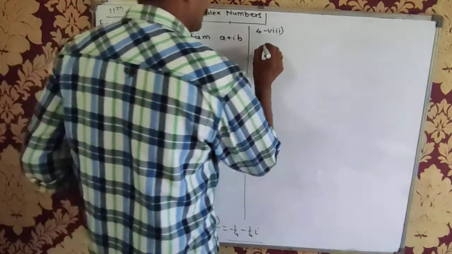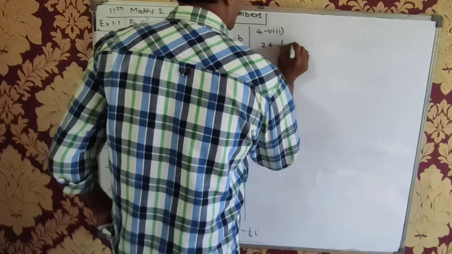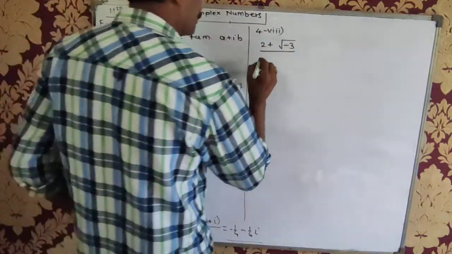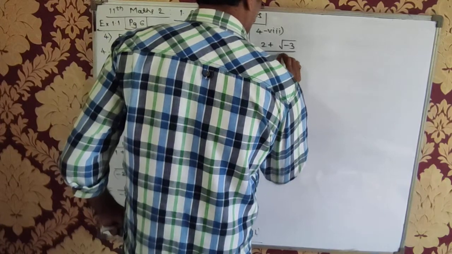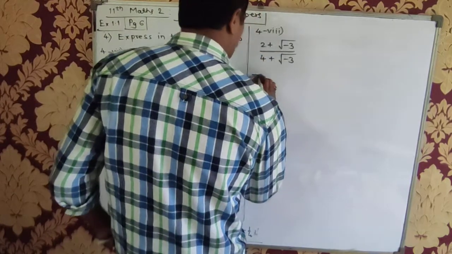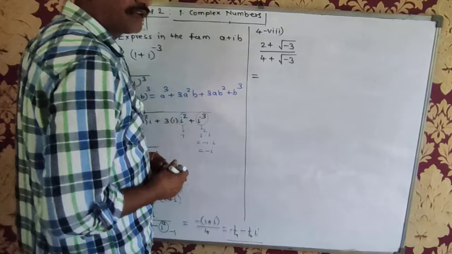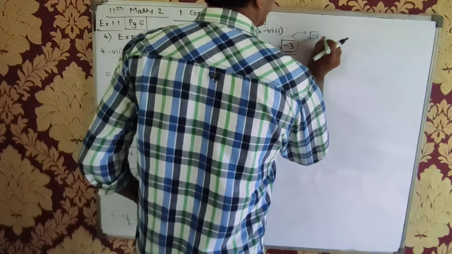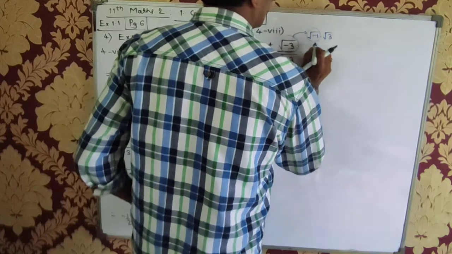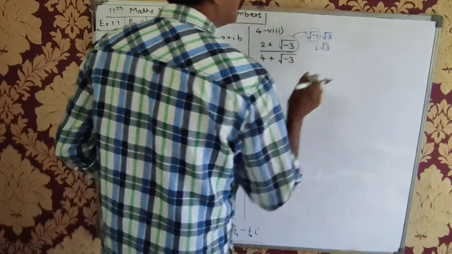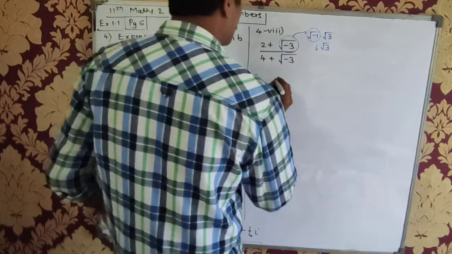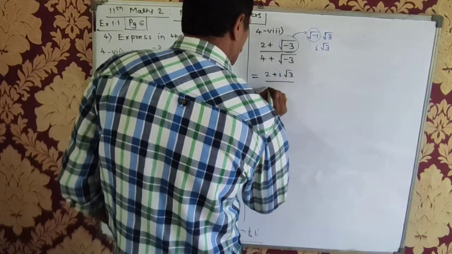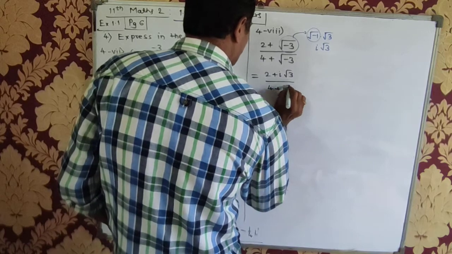2 plus square root of minus 3 upon 4 plus square root of minus 3. What is that equal to? Square root of minus 3 का मतलब क्या होता है? This is square root of minus 1 into square root of 3. But this is equal to i. So this is i root 3. Same thing here. So this is 2 plus i root 3 upon 4 plus i root 3.